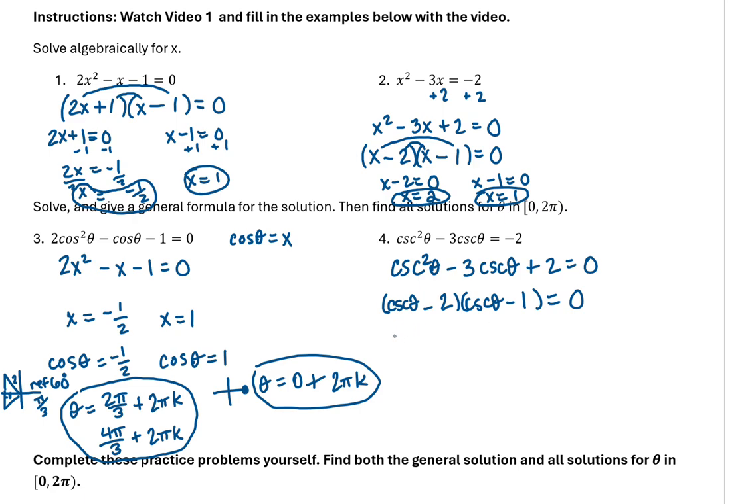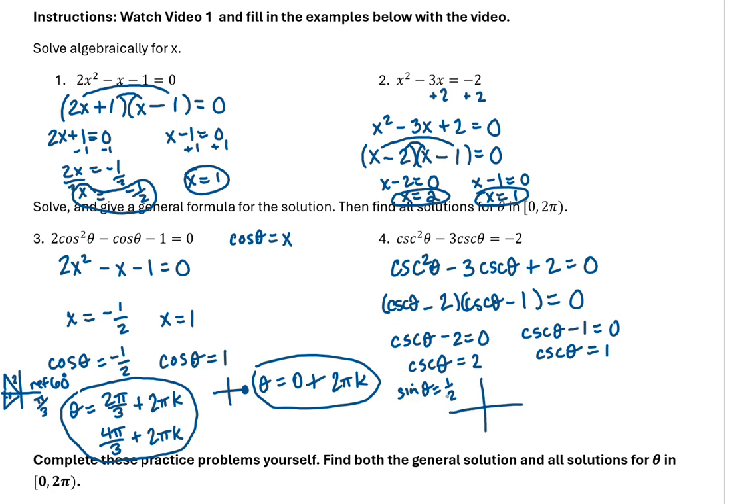Okay. So now I would solve for each factor to be 0. So cosecant theta is equal to 2, or cosecant theta minus 1 equals 0, so cosecant theta is equal to 1. And now I need to do the trig. So cosecant goes with sine, right? So this is where the sine of theta is a half. Flip over that fraction. All right, I know sine of theta is positive a half. We're in quad 1 and quad 2 for sine being a half.